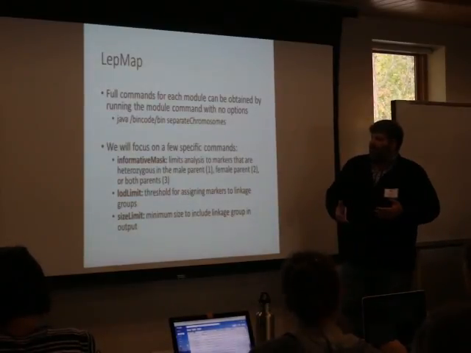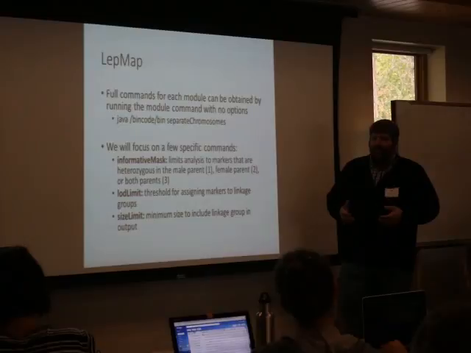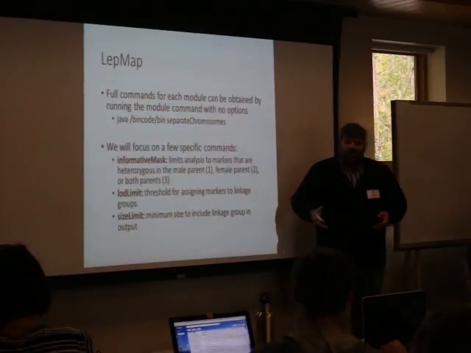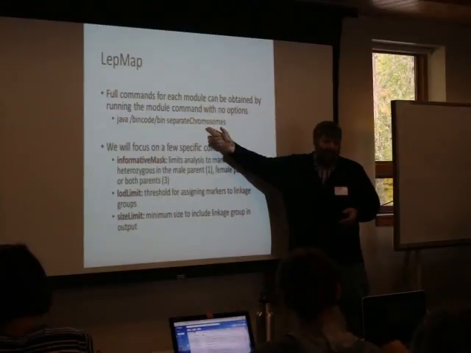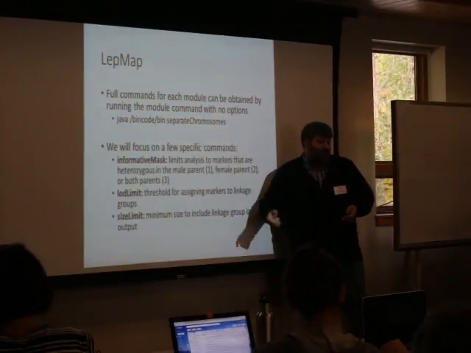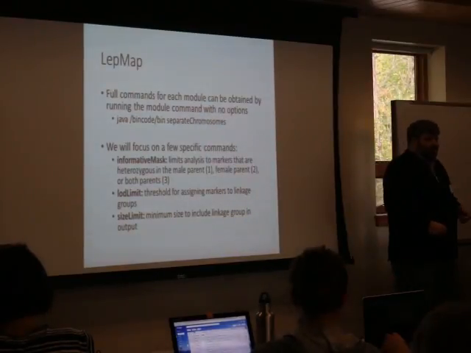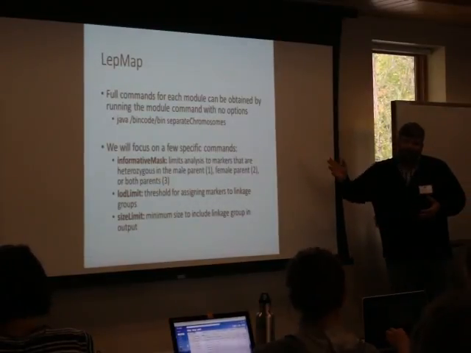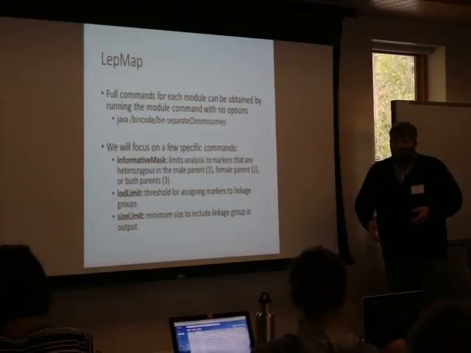So the way that it is set up in the virtual or in the Docker is if you type this in anywhere on the machine, it knows where to look for the LetMap program, and this will give you the settings for separate chromosomes. And the commands that I've included in the handout are all written like this. You should be able to run them from anywhere in that machine.